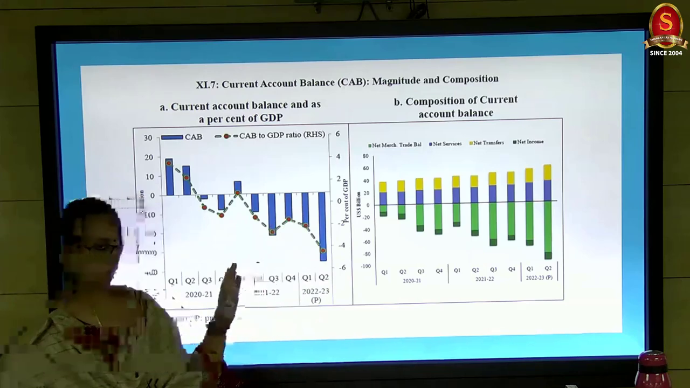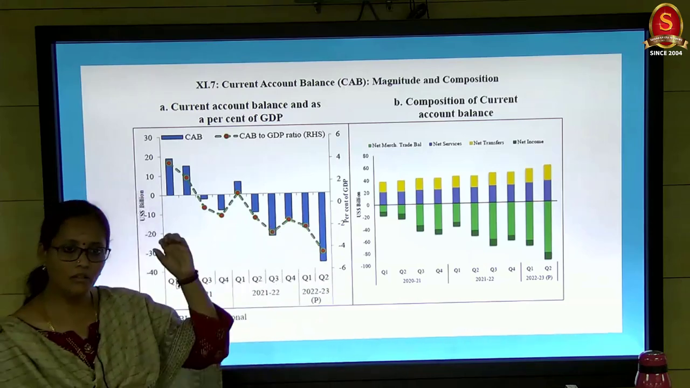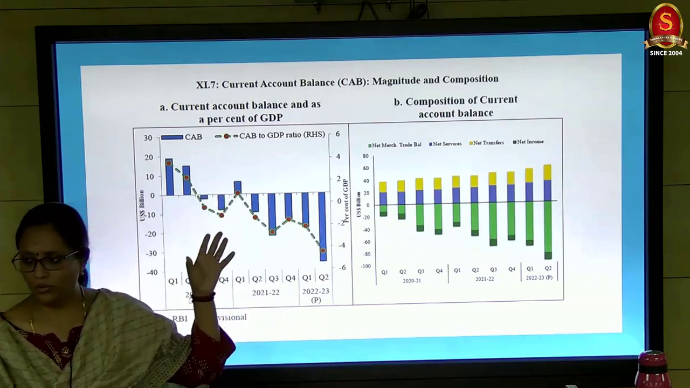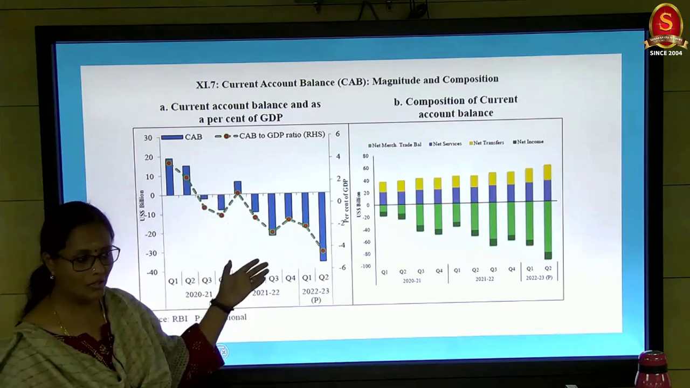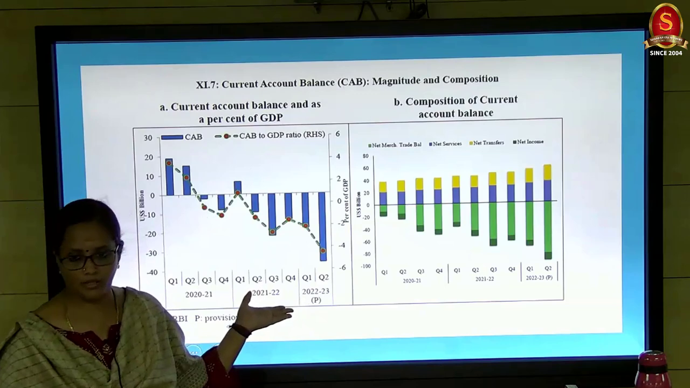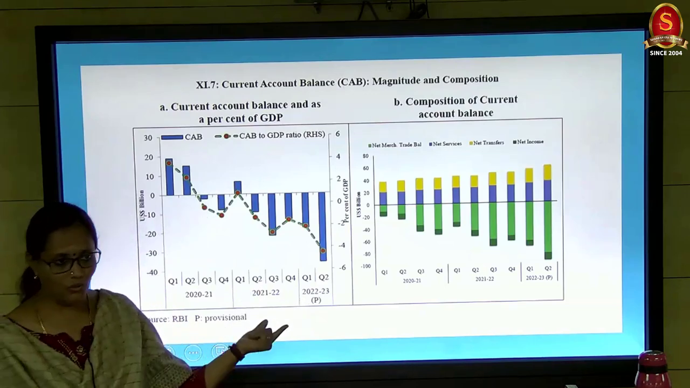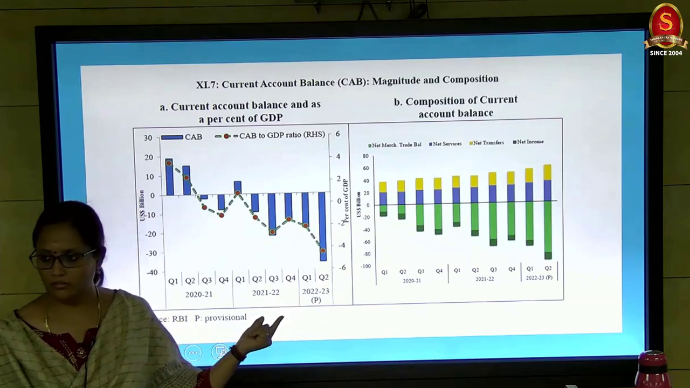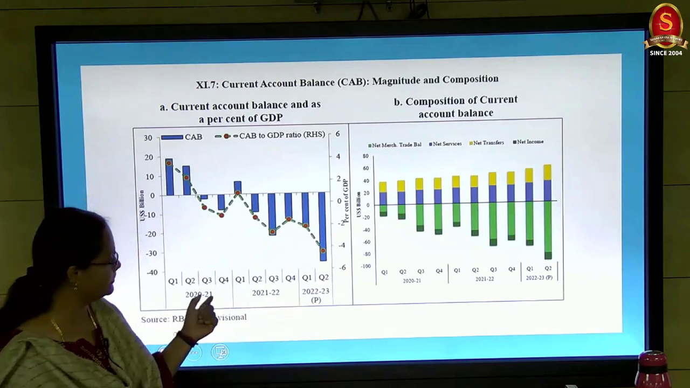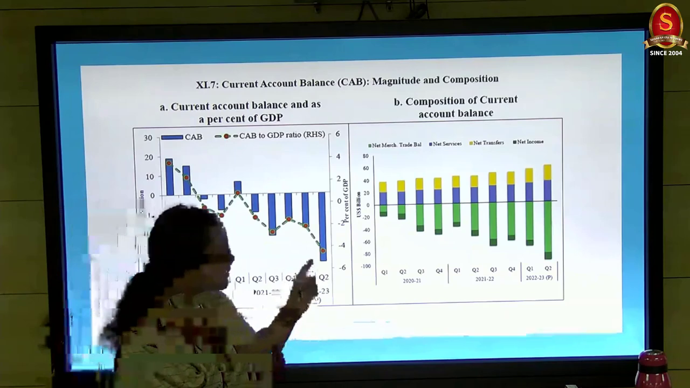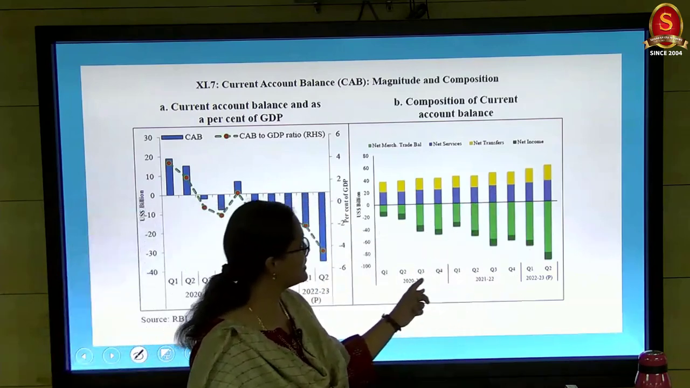The deficit widening, the main culprit will be the petroleum oil imports on one side. The other side, this kind of investment income also pulling us down. So if we are borrowing more under capital account, we have to give back more interest under the current account. So that is also there. So this graph is exactly what we discussed so far.